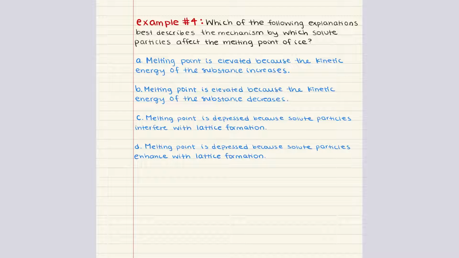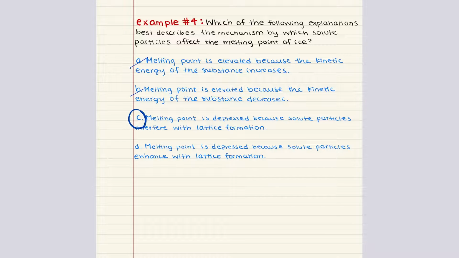So with that statement being made, we can quickly eliminate A and B because it's telling us that melting point is elevated, and we just said that melting point is depressed. You need to go to a lower temperature to overcome the presence of the solute particles and to form solid ice. And again, this is because solute particles interfere with lattice formation, and that makes the correct answer choice C.